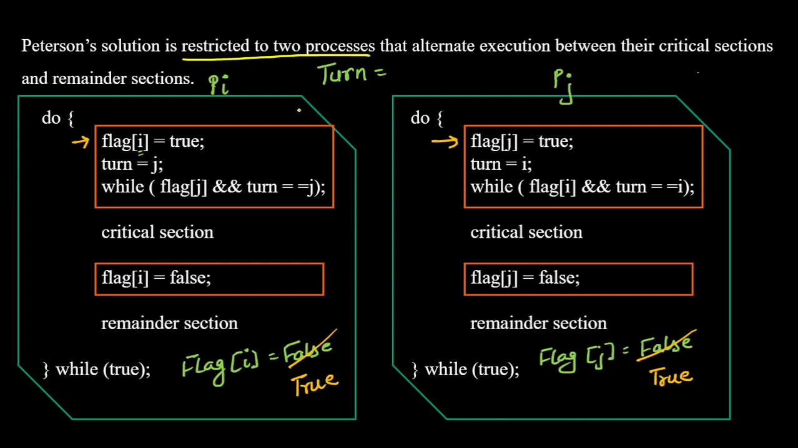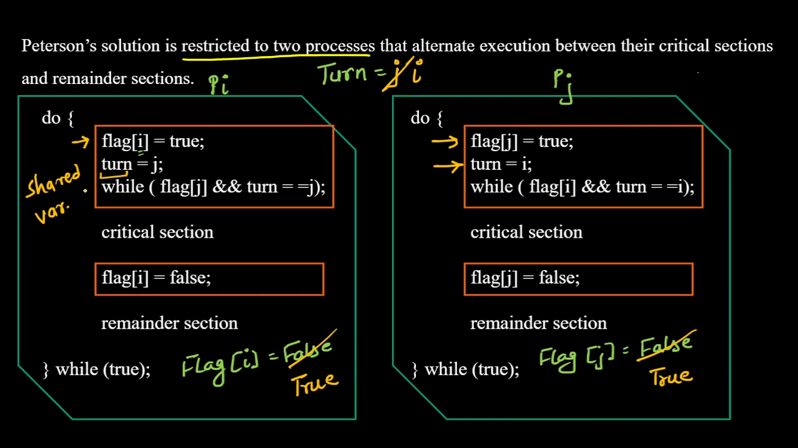Here, turn is equal to J, the value of turn became J. And you have to remember that turn is a shared variable, meaning this variable will be shared by both the processes. So process I set the value of turn to J. According to process I, the value of turn is J, and after this executed, turn will become I, since they are using the same variable. So once PI changes the value of turn to J, after that, J changes the value of turn to I.